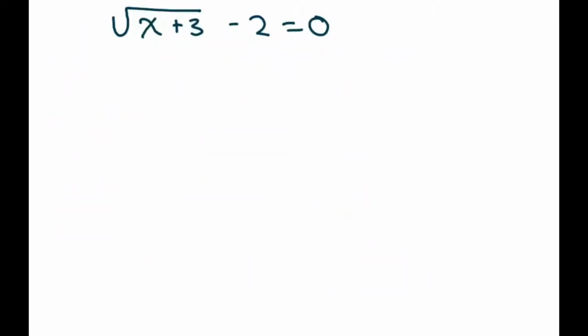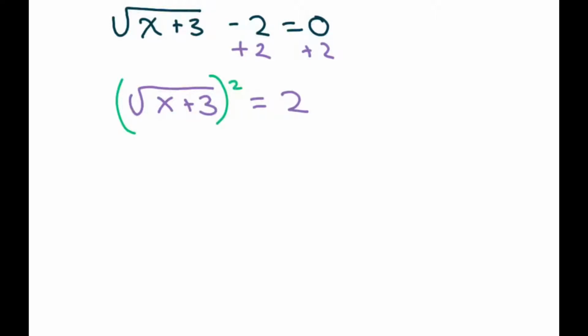So the first one is the square root of x plus 3 minus 2 equals 0. So what we want to do is to get this more simplified by adding 2 to both sides. So you get the square root of x plus 3 equals 2. And then what you want to do is square both sides.